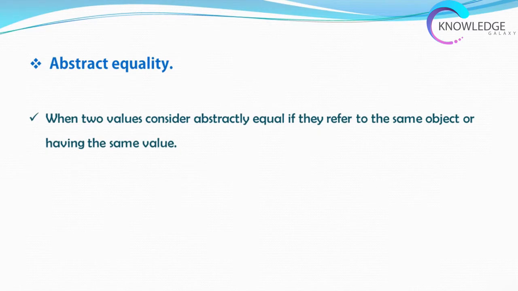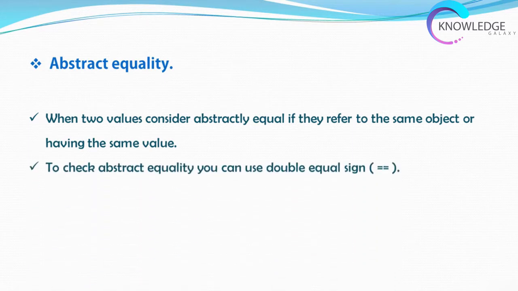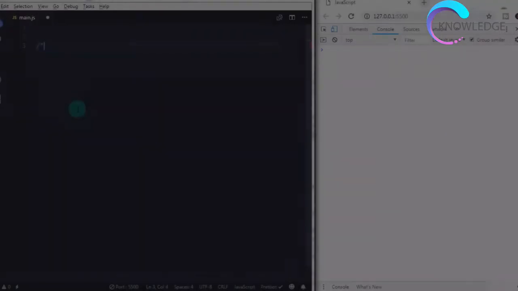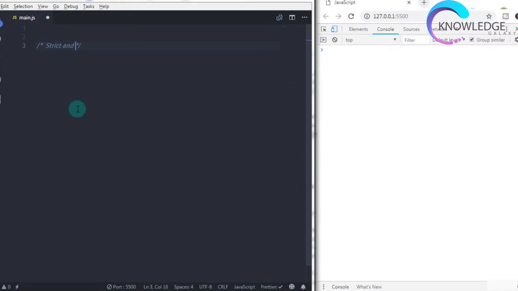Two values are considered abstractly equal if they refer to the same object or have the same value. To check abstract equality, you can use a double equal sign, and to check abstract inequality, you can use an exclamation mark with a single equal sign. Now, let's take an example of strict and abstract equality.